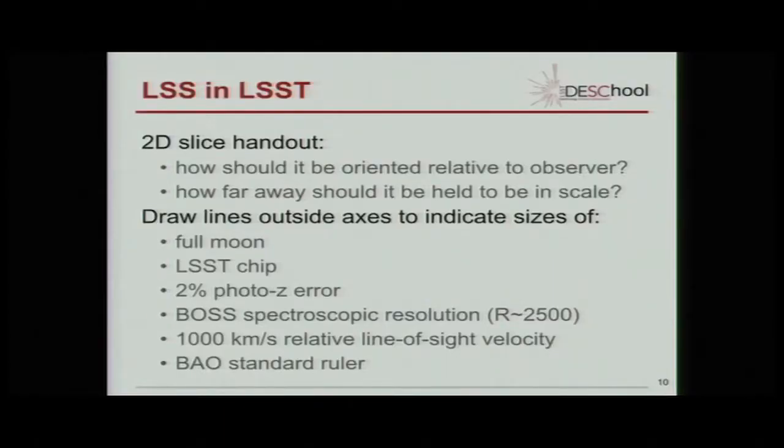Okay, so you should have a handout in front of you. I want you to pick that up and look at the axes on this handout. There are axes around all four sides. Left and right are co-moving distances. The top axis is angular separation, and the right axis is redshift. If you don't have one in front of you, it's because your neighbor has one. You're going to be working together.